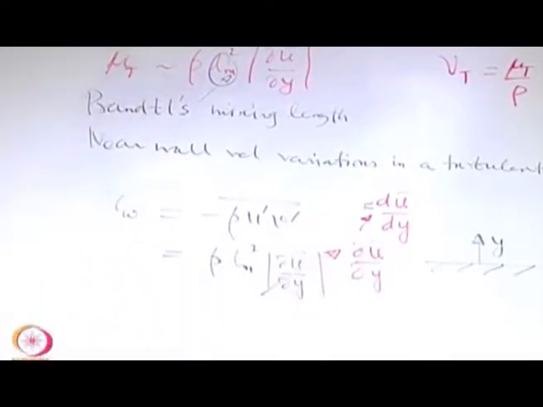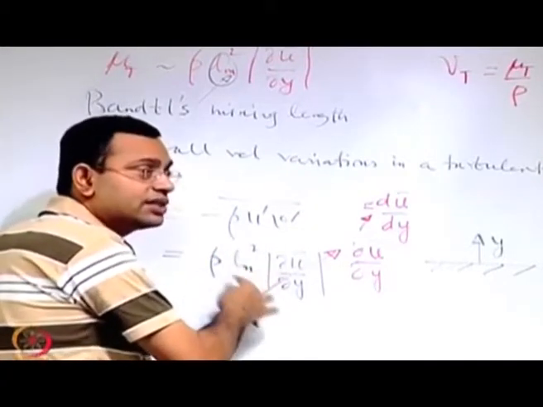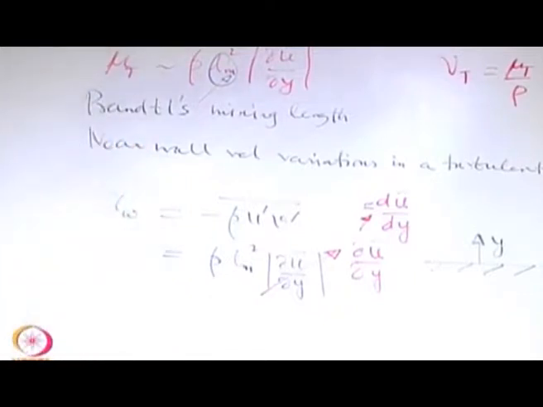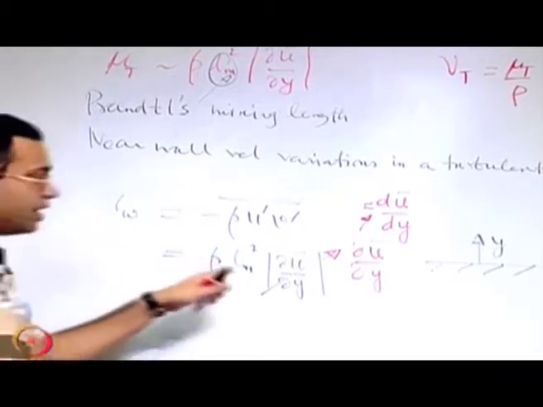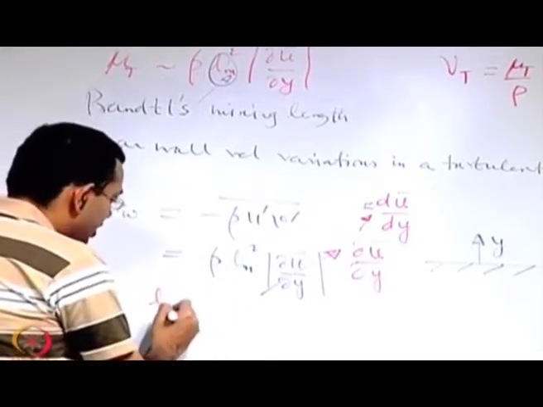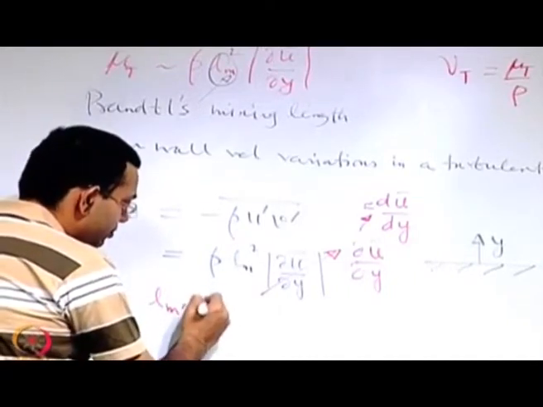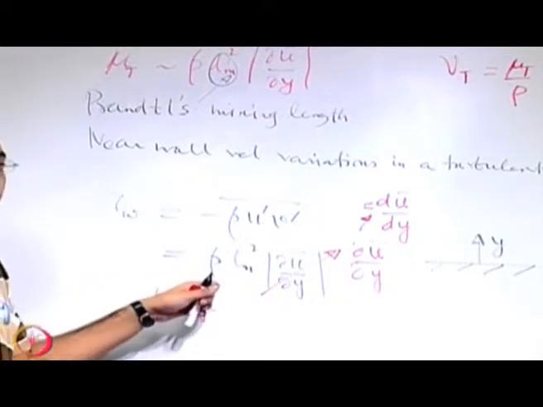No matter whatever you write, you may have to stop here because you do not know what the mixing length is. And that is where Prandtl gave another hypothesis. What he said is that this mixing length is sort of proportional to the distance from the wall. What was the physical argument? This term is not at all important at the wall.